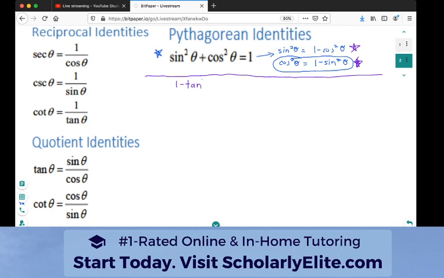1 minus tan squared of x. I'll use theta just to be consistent. And then we've got cotangent squared theta minus 1 equals tan squared of theta. Okay, guys, so basically when we're solving identities, this is what happens most of the time: you have a left side, this is our left side of the identity, and this is our right side.